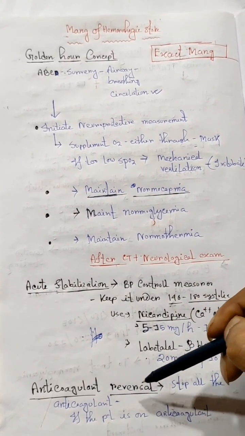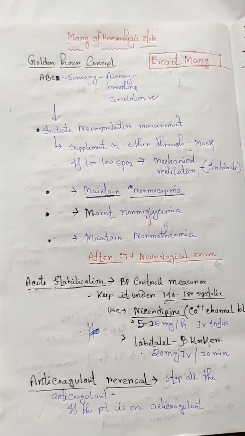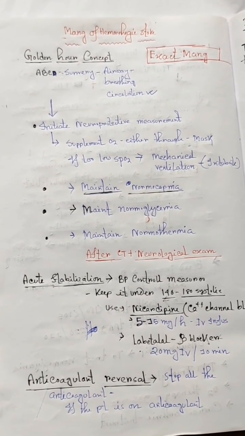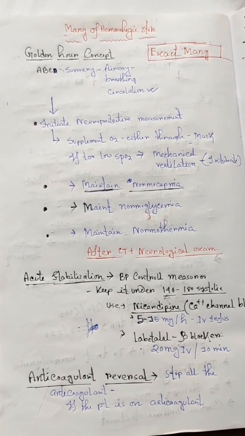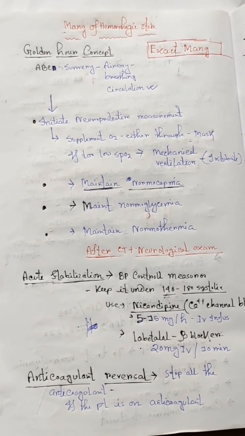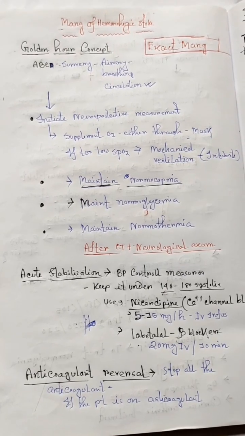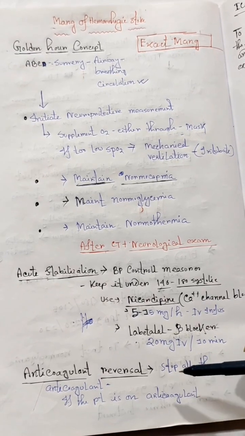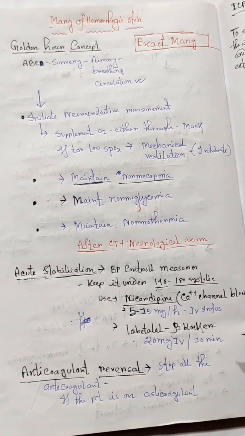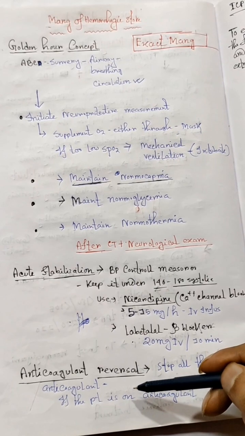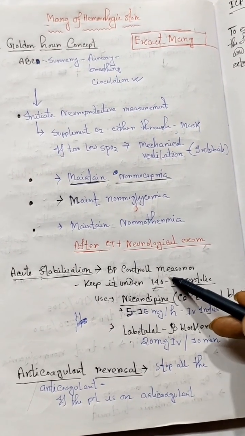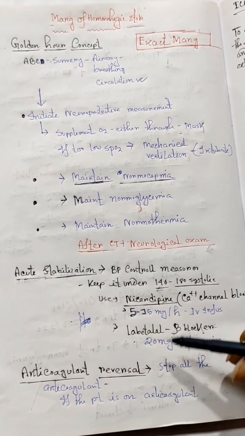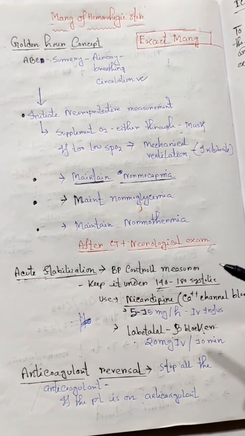Next thing, anticoagulant reversal. In ischemic stroke, what did we do? We provided some anticoagulants or antiplatelets, right? For example TPA, tissue plasminogen activator, which will break the clot and improve the circulation. But in cases of hemorrhagic stroke, we have to stop the anticoagulant, because if you provide the anticoagulant in hemorrhagic stroke, what will be the problem? It will improve the blood circulation and that will increase the bleeding.